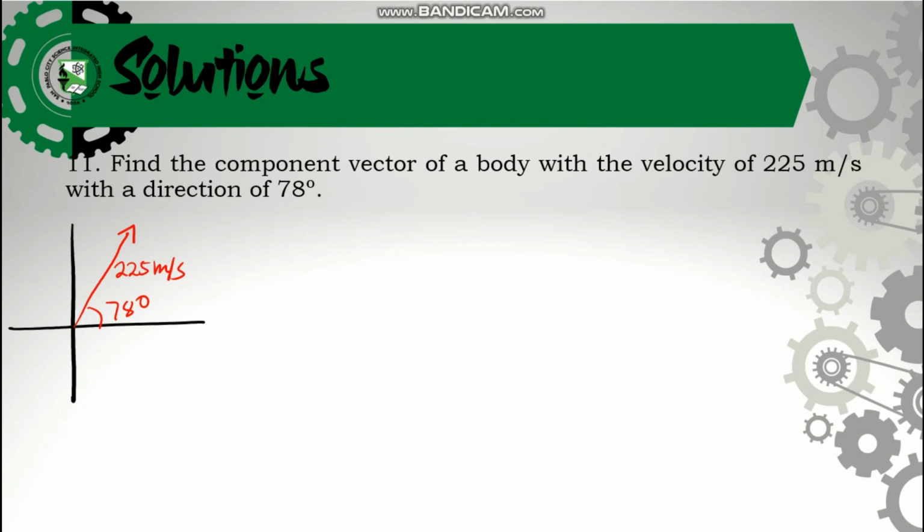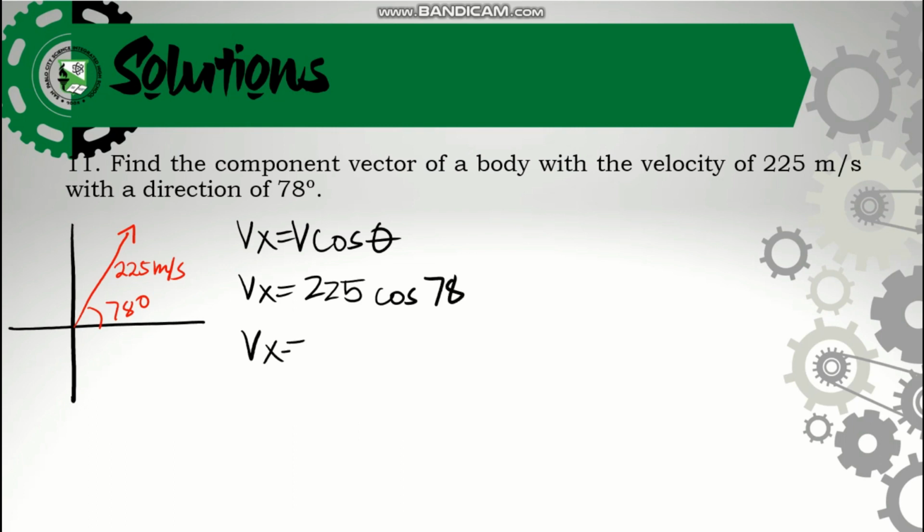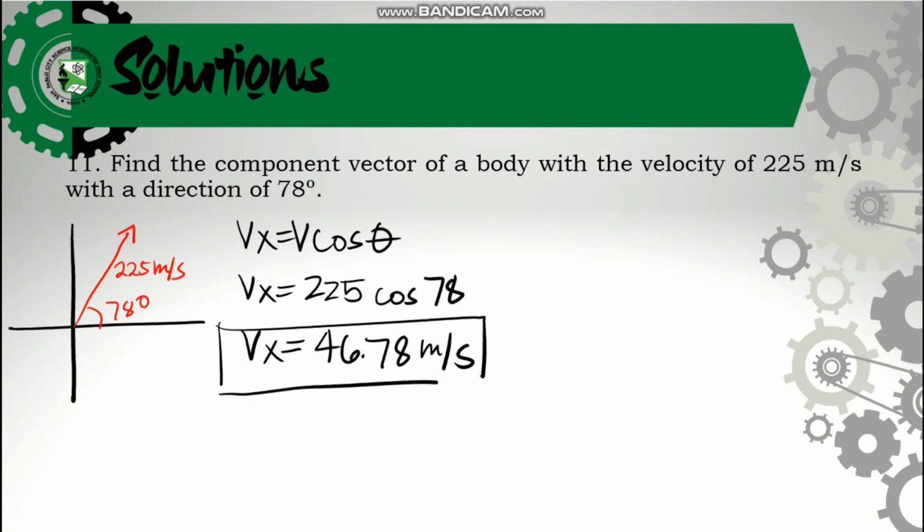Okay, so we have here Vx is equal to V cosine theta. Laging si cosine ay kay x lang. And then for getting the Vy component, we have V sine theta. And then sine will always be for y. We're just going to put the given on the formulas. Okay, so 225 cosine 78 will give you 46.78 meters per second.